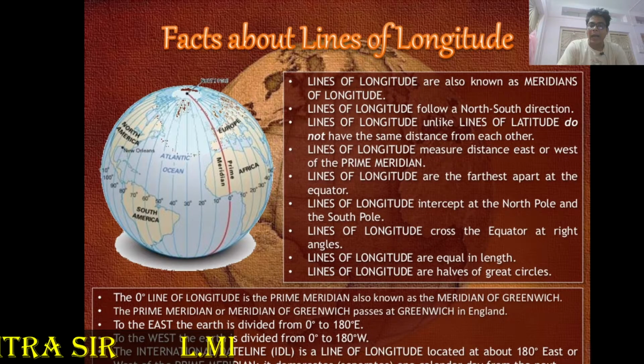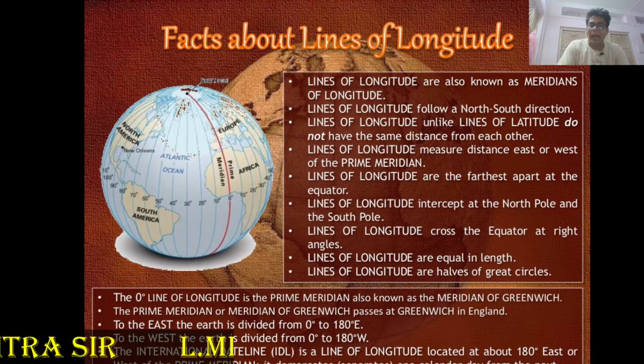For latitudes we find 90 in the northern hemisphere and 90 in the southern hemisphere. The prime meridian, the 0 degree north to south line, divides the earth into two equal parts, the eastern hemisphere and the western hemisphere. On the eastern side there are 180 longitudes, and on the western side there are also 180 longitudes.